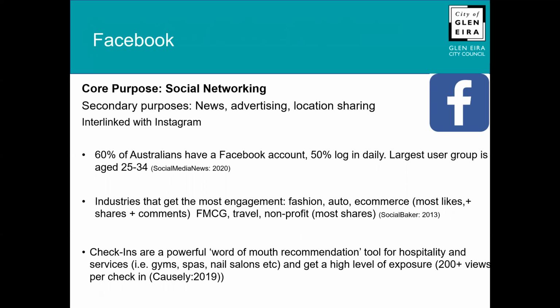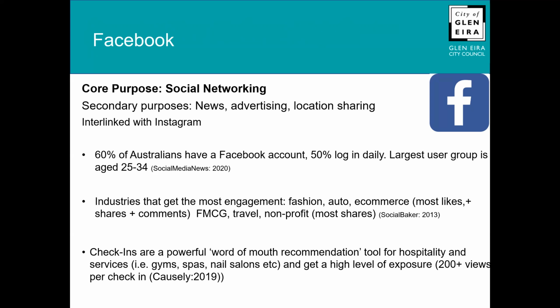Now, Facebook's audience. So 60% of Australians have a Facebook account, and it has a huge engagement. Around 50% log in daily. The largest user group is aged between 25 to 34. But as I said before, the most active people on Facebook are actually the older Australian generation.